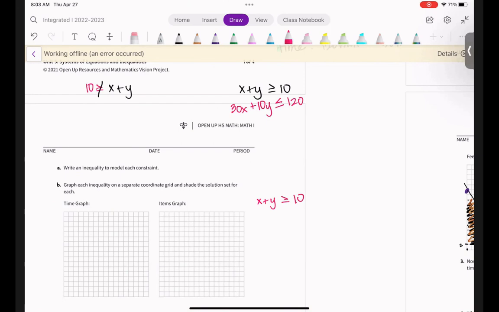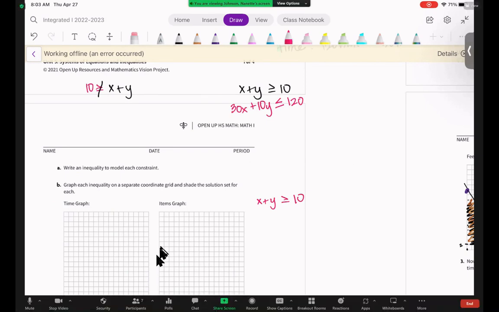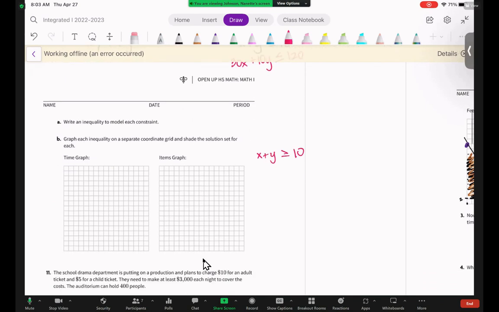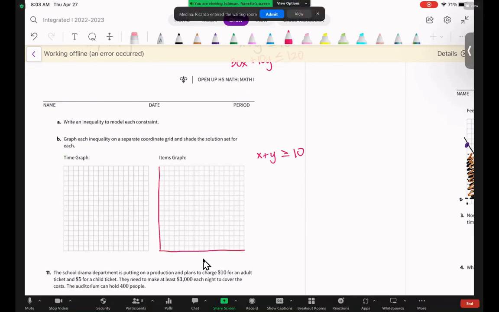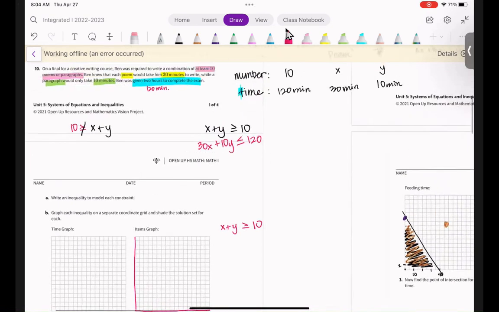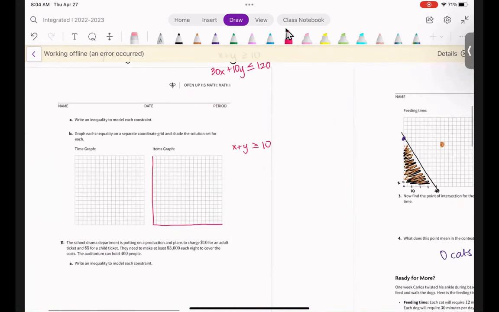Because I know that I'm not going to have any negatives, I'm going to pretend that this whole graph right here is the first quadrant. So I'm going to go like this. X was poems, so this is poems, and this is paragraphs. So look at how I do this.